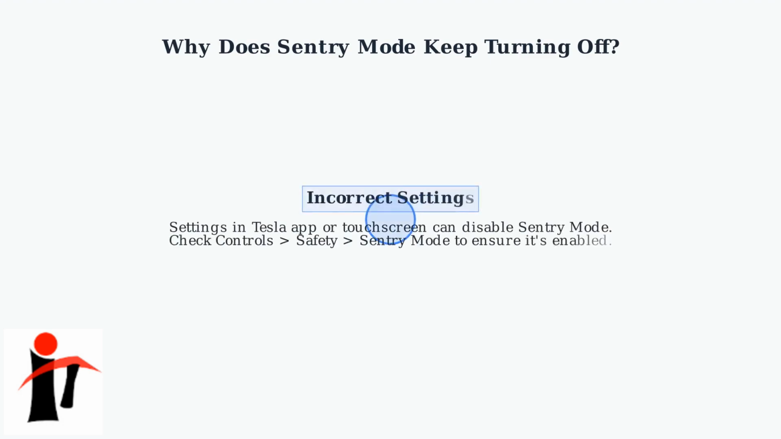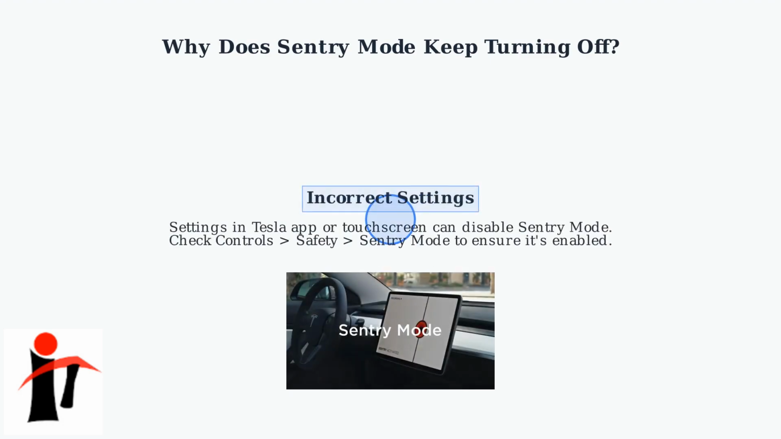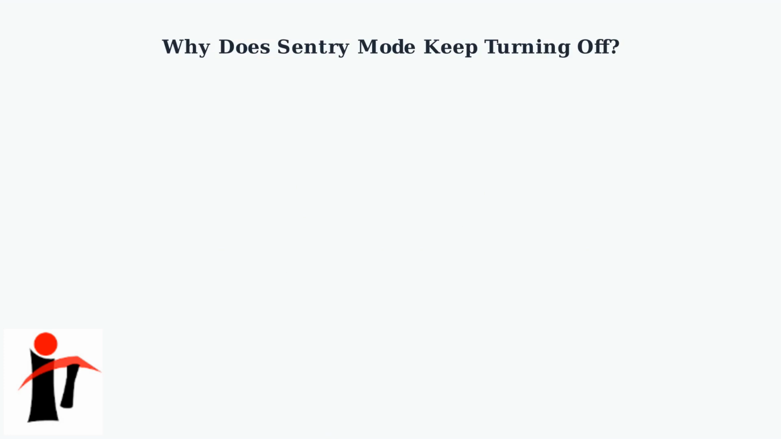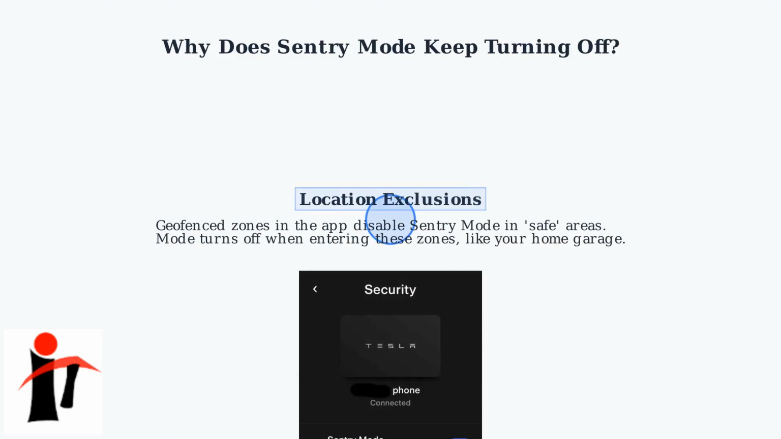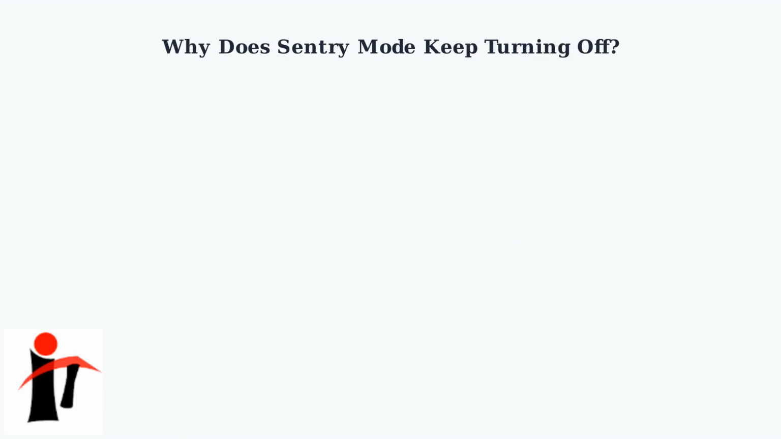Second, incorrect settings. Misconfigurations in your Tesla app or vehicle touchscreen can cause Sentry Mode to disable. Always verify that it's enabled in the controls menu under Safety Settings. Third, location exclusions. You can set up geofence zones in the app to disable Sentry Mode in safe areas. When you enter these zones, like your home garage, the mode will automatically turn off to save battery and avoid false alerts. Understanding these reasons can help you troubleshoot why Sentry Mode keeps turning off on your Tesla Model 3.